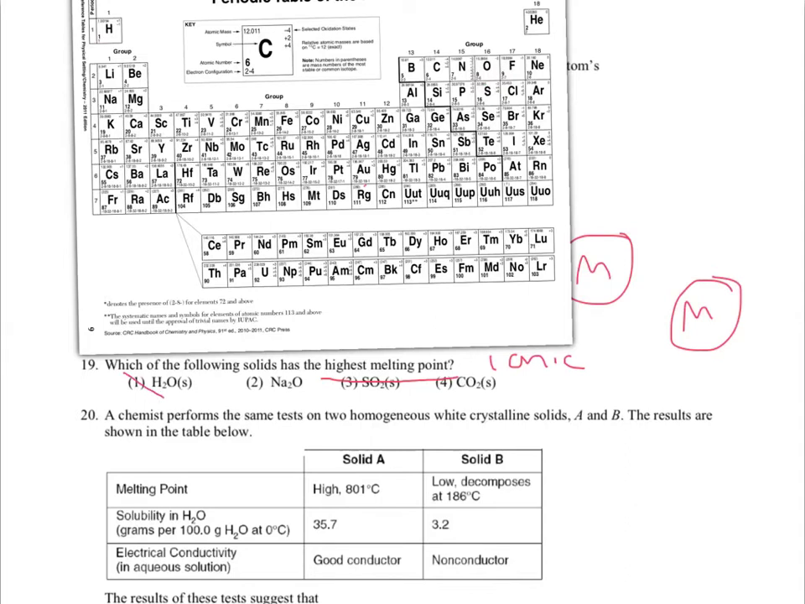Now sodium oxide, sodium is a metal and oxygen is a nonmetal, different sides of the bold staircase. So this is an ionic bond, so it will have a high melting point. Now sulfur dioxide, sulfur and oxygen, 2 nonmetals because they are on the same side of the staircase, as are carbon and oxygen, same side of the staircase. So those are all covalent bonds.